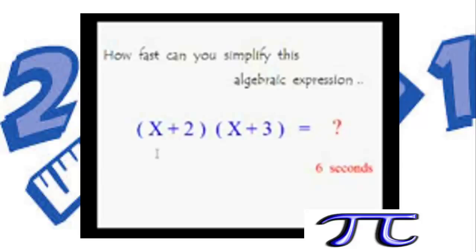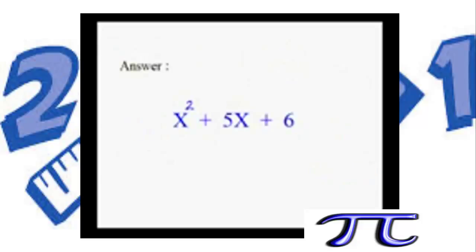The correct answer would be x times x is x square and 2x plus 3x is 5x plus 6. The correct answer would be x square plus 5x plus 6. Okay, let's check that out. Here it is, x square plus 5x plus 6. Could you get that one? Well, if you did not get it, not to worry at all, for I have a very easy trick to do these type of questions.